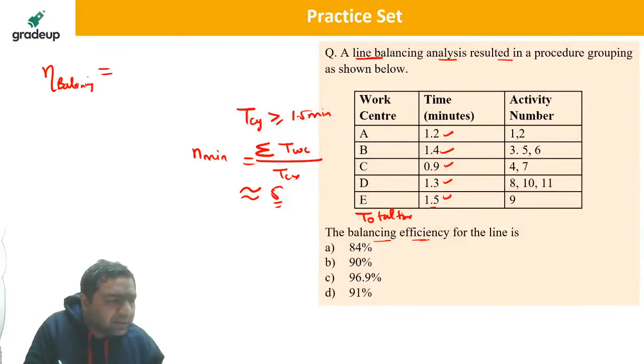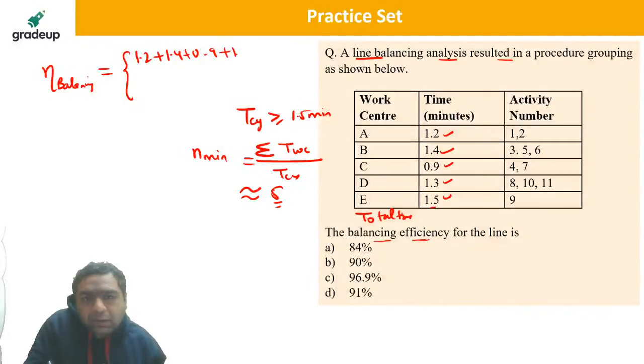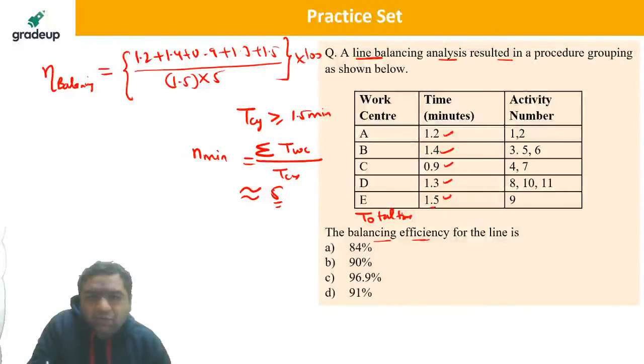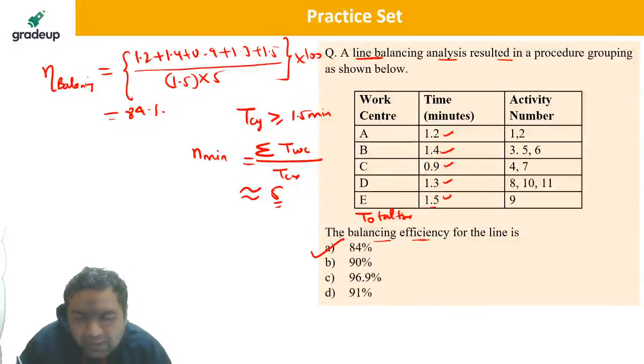Yes, the answer is correct. Anant Jain, the answer is correct. So when you are finding this out, you need to just add all the times, 1.2 plus 1.4 plus 0.9 plus 1.3 plus 1.5, divided by the number of workstations. Is it the case? 1.5 is the cycle time, into 5. This will give you, into 100, 84%. Very good, Bhanu Rajan. The answer is correct.